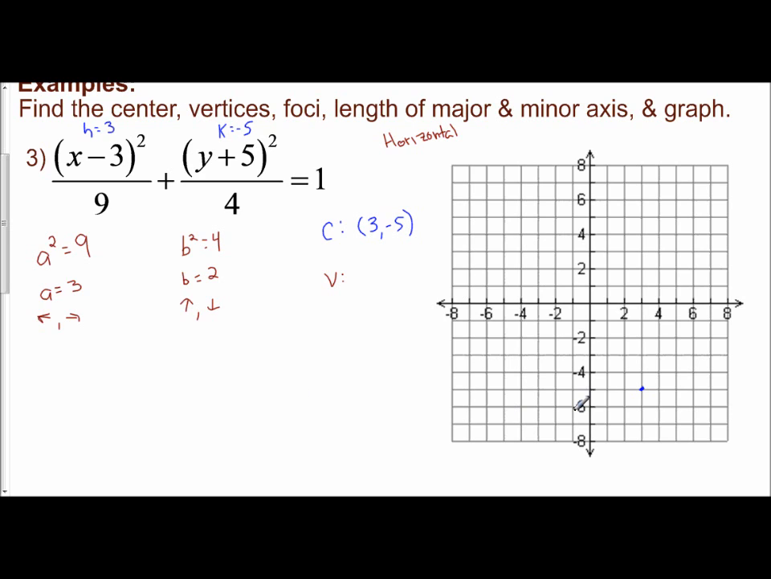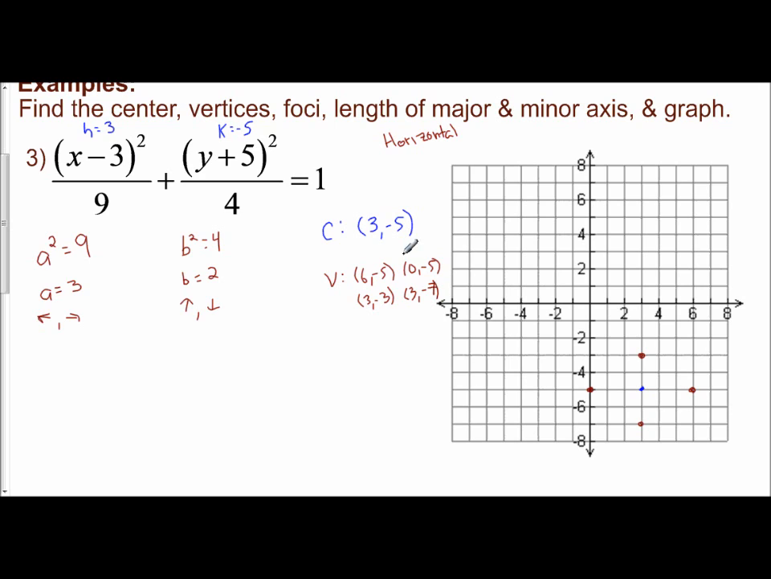And so instead of using the formulas, I can just count on the graph. I can go right 1, 2, 3 units. There's one of the vertices. Go left 1, 2, 3 units. There's another one. Now I'm going to use my b value by going up 1, 2 units and going down 1, 2 units. There you go. They're already graphed. And now I can state my points by looking at the graph. You have the coordinates (6, -5) and (0, -5). You have the coordinate (3, -3) and (3, -7).